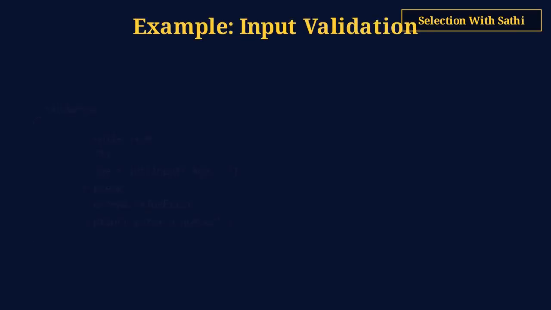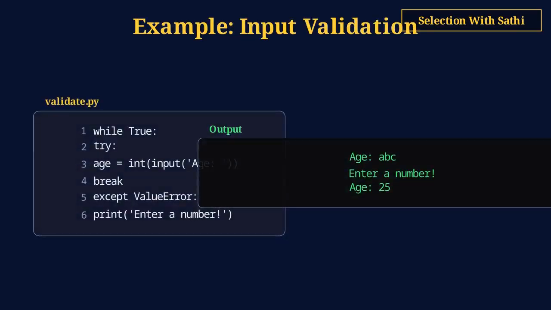Multiple except blocks for different errors. Try to convert value to int. Except ValueError handles bad strings like ABC. Except TypeError handles wrong types like None. int of ABC triggers ValueError. int of None triggers TypeError. Each handled separately with its own message.